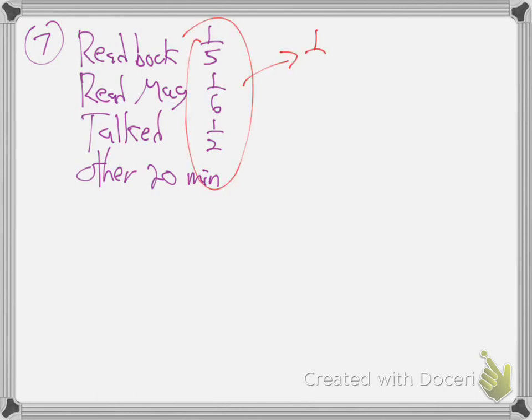Let's just start by adding those fractions: 1/5, 1/6, 1/2. Let's see what happens when we add those up. Now, how do you add fractions? Common denominator. What do you think the common denominator is going to be there? It's going to be 30, because 5 times 6 is 30, and 2 goes into 30. So make each of those fractions have a denominator of 30.